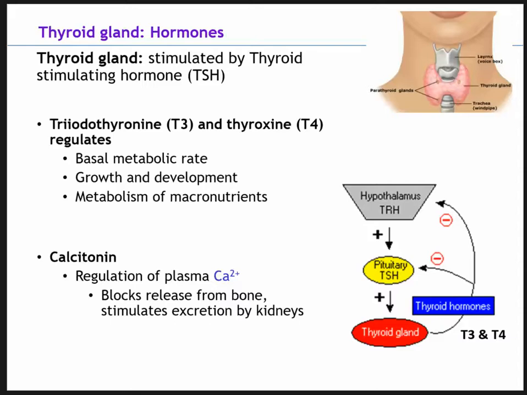Calcitonin is a 32 amino acid peptide. Parafollicular cells release it, and it reduces blood calcium levels and inhibits osteoclasts. So basically they regulate plasma calcium levels, that means the calcium circulating in our bloodstream. They block the release of calcium from bone, and they stimulate excretion of calcium by the kidneys.